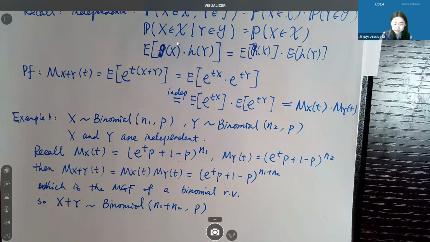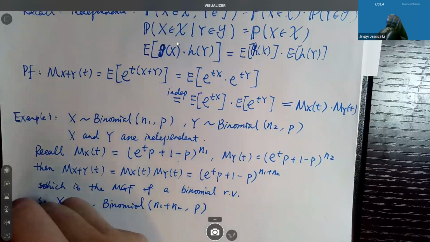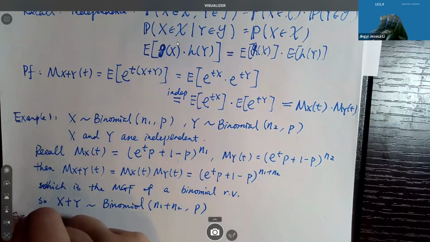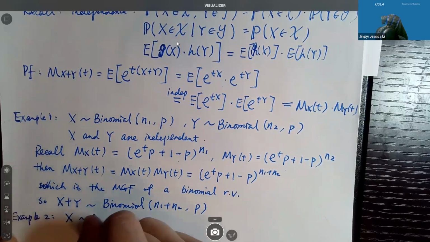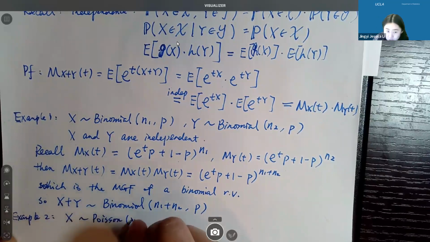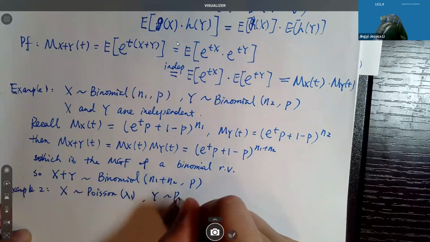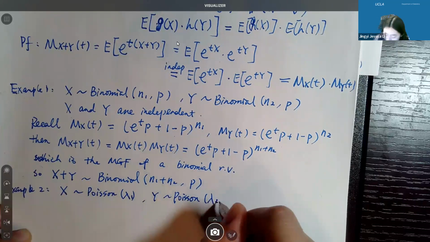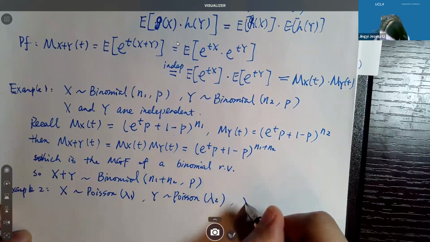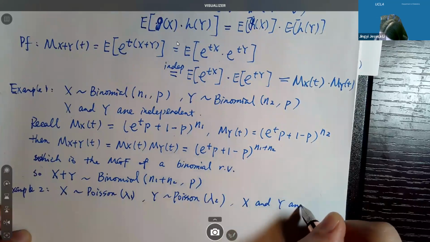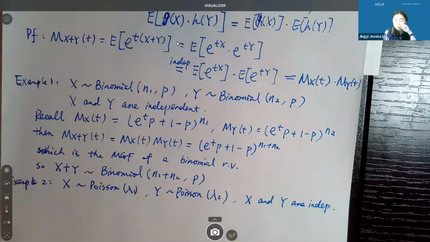Okay, so that's the first example. Now let's look at the second example, Poisson. Let's say X follows Poisson with the rate parameter lambda 1, and Y follows Poisson with rate parameter lambda 2. And again, X and Y are independent. Okay, so what is the intuition of Poisson distribution? So it is a count distribution.